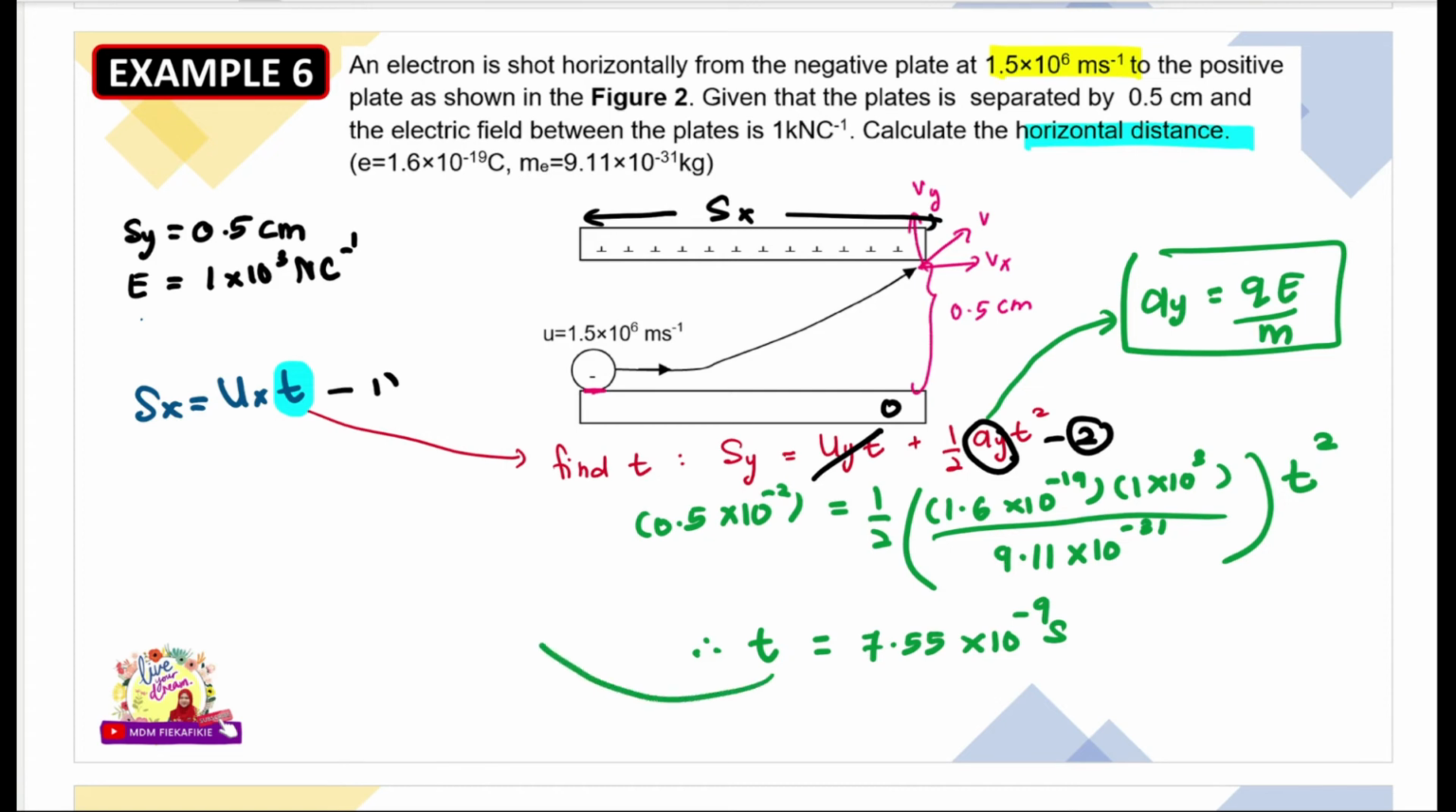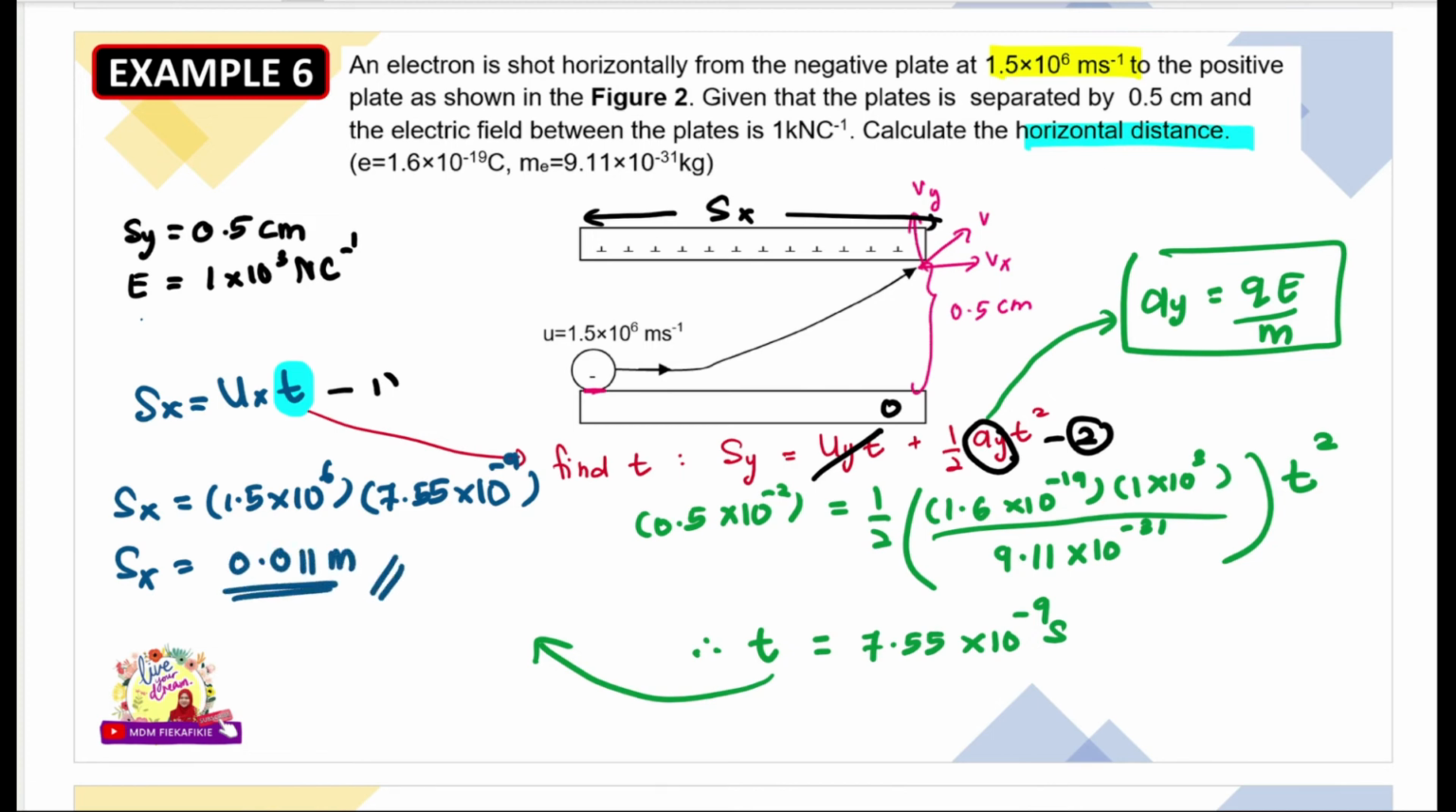second. Okay, dah dapat ni, bolehlah kita selesaikan kita punya soalan tadi. Minta SX equal to UX, soalan dah bagi 1.5 times 10 power of 6. T tadi kita dah dapat dah 7.55 exponent negative 9. Okay. Selesaikan dulu. SX saya dapat 0.011 meter. Okay. So, ini jawapannya. So, finish example number 6.